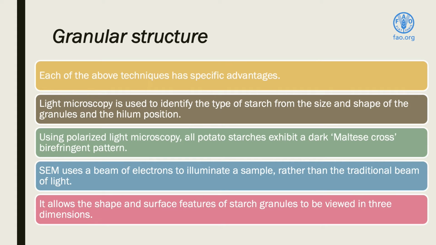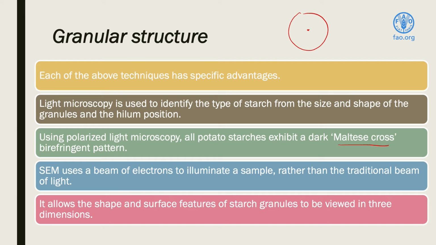Light microscopy is used to identify the type of starch from the size and shape of the granule and hilum position. Hilum means the central position of the starch granule. Using polarized light microscopy, all potato starch exhibits a dark Maltese cross and birefringence pattern. I already explained that the birefringence pattern results from the crystalline structure of starch. So we also determine the degree of crystallinity using polarized light microscopy.